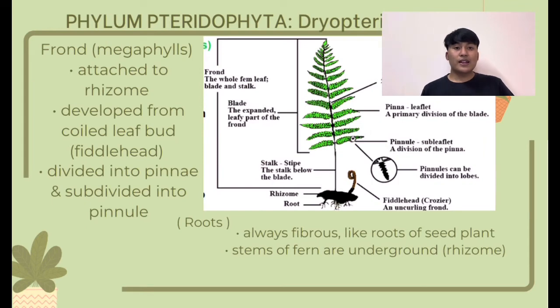We go to the next phylum, which is phylum Pteridophyta. The genus is Dryopteris sp. So we can see the parts of the fern. It contains frond and also roots. Fronds are known as megaphylls that attach to the rhizome. They develop from a coiled leaf bud, which is a fiddlehead, and are divided into pinnae and subdivided into pinnules. The roots are always fibrous. The stems of ferns are the underground rhizome.